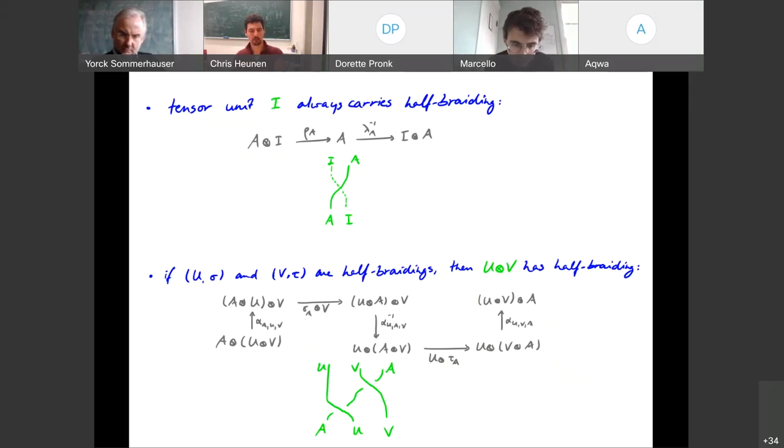You start at A tensor, the tensor product of U tensor V. You associate that to get the V apart and the A and the U together. You swap the A and the U. You associate back. Then you swap the V and the A. And then you make sure that U and V are together again. That's what this gray diagram here, represented by the green picture on the bottom, says. So this is a picture representing the half braiding of U tensor V, given the half braidings on U and V.